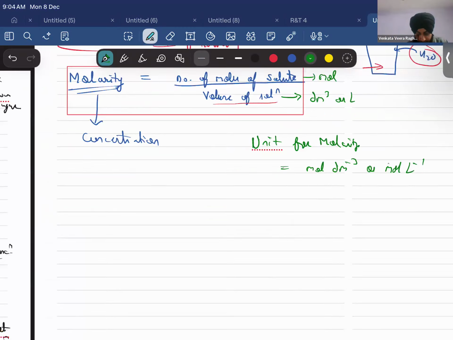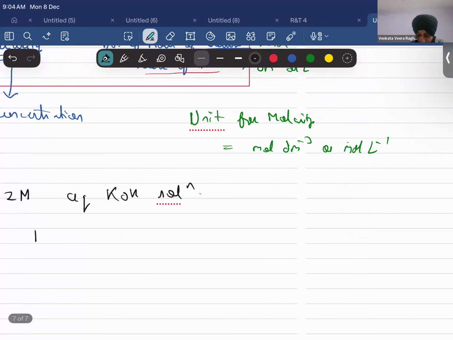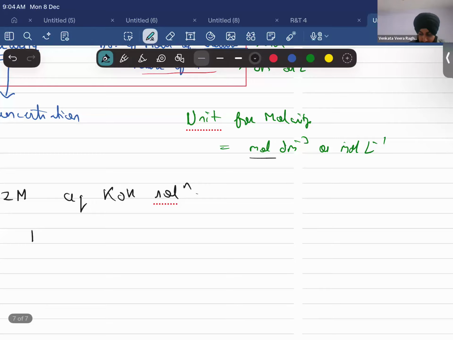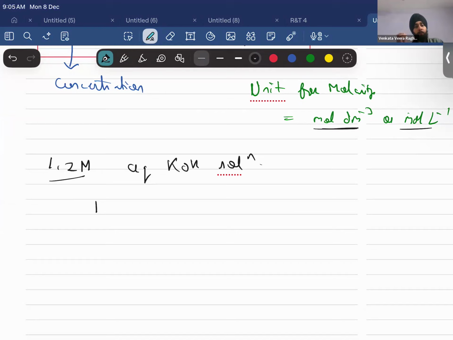Also, one more thing. Let's say someone gives you that 1.2 molar aqueous KOH solution. How shall I read this sentence? One more thing: the unit for molarity can be represented as 1 mole per decimeter cube, mole per liter, or as capital M as well. So they have written it capital M here. So 1.2 M. M means molar.